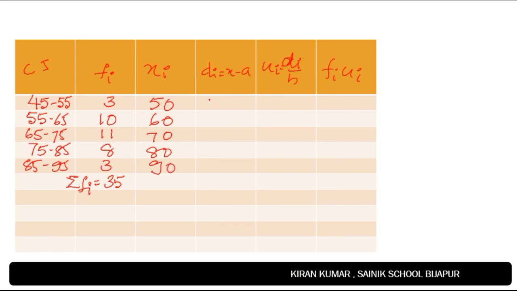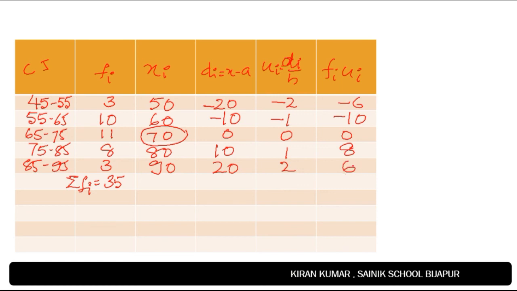Let's find the deviation by taking an assumed mean. Let me consider 70 to be the assumed mean. I'll get -20, -10, 0, +10, +20. Let me divide this by the class size. It's -2, -1, 0, 1, and 2. fi ui is -6, -10, 0, +8, and +6. Let's find the fi ui sum. That sum will be -2.